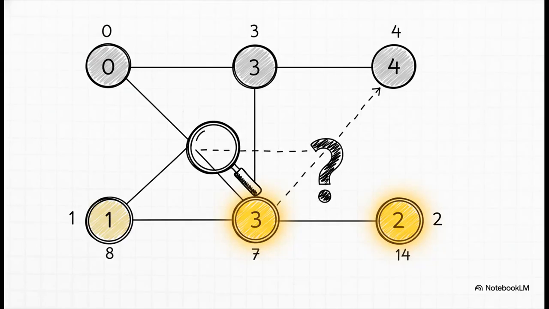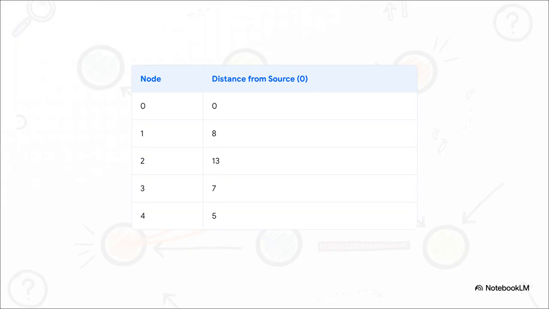So what's next? We just repeat the process. We look at our unvisited nodes, 1, 2, and 3, and find the closest one. That's node 3, with a distance of 7. So that's our next stop. From there, we check its neighbors and find another path to node 2. And bam, another optimization. The path to node 2 we found earlier was 14, but the path through node 3 is only 13. So the algorithm updates its records again. It's always keeping track of the best route it's found so far.